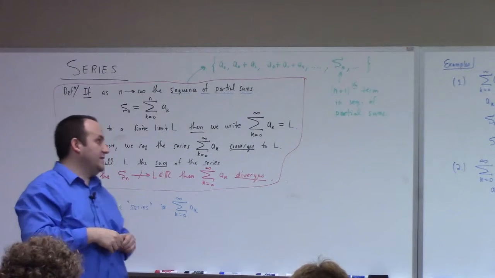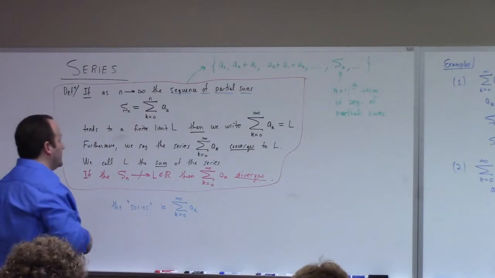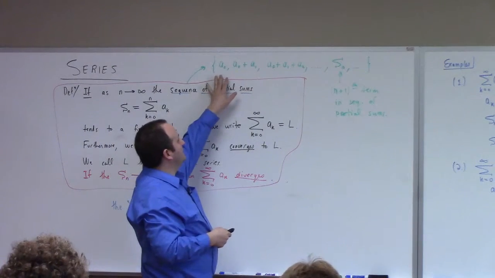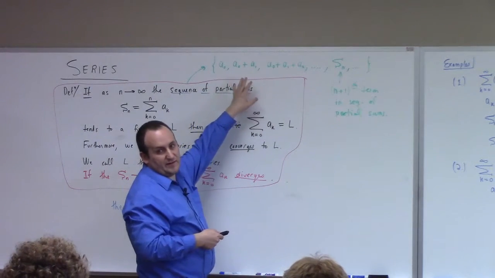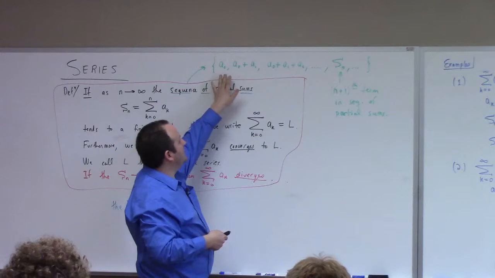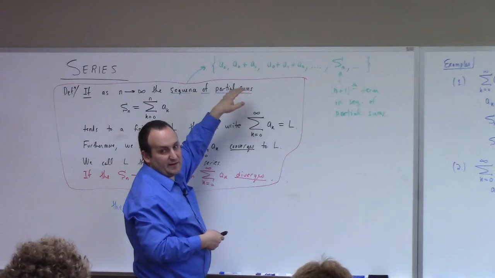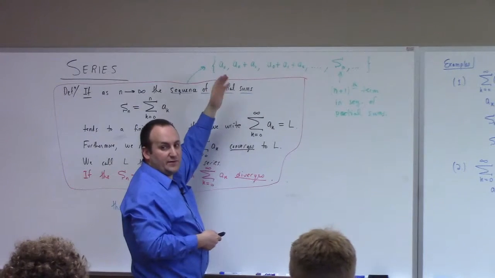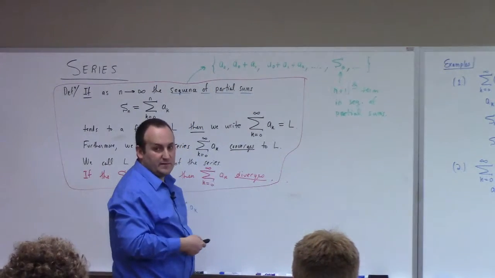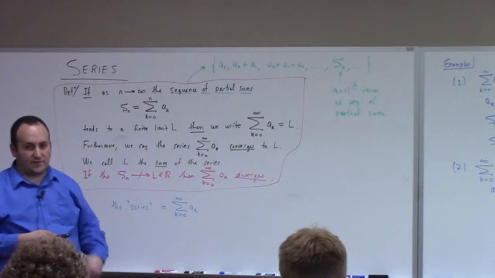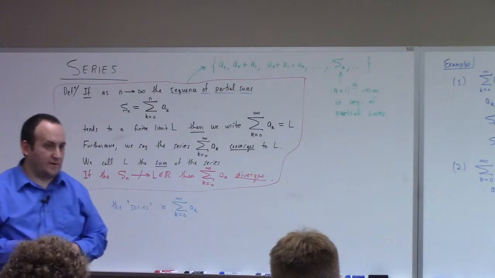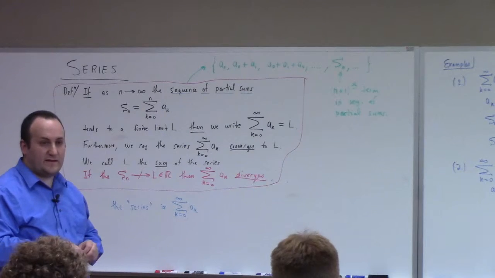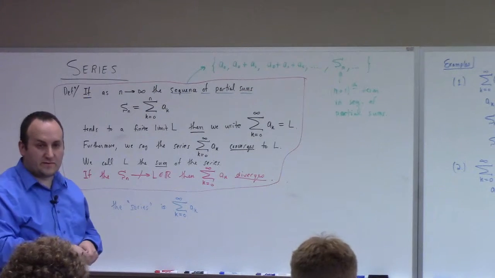But the thing that makes a series interesting is the sequence of partial sums. It's a really special kind of sequence, built from some other sequence. You're adding together this a sub k sequence to get a new sequence, which is the sequence of partial sums. The convergence or divergence of the sequence of partial sums ultimately is what leads us to say this series converges or diverges.